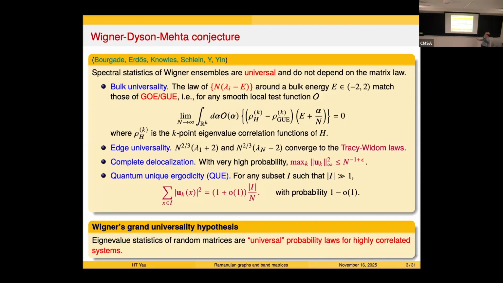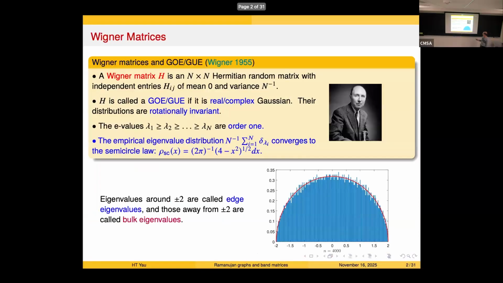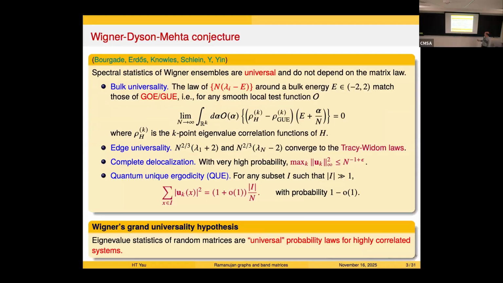And one more problem we can prove is something called quantum unique ergodicity. If you remember, this quantum unique ergodicity was a concept by Sarnak and Rudnick. In the case of a manifold, it says that the eigenfunctions will be equidistributed over the manifold for the high frequency eigenfunctions.